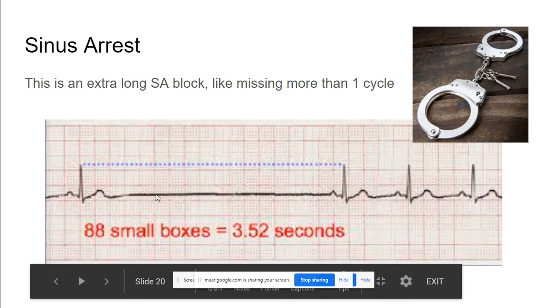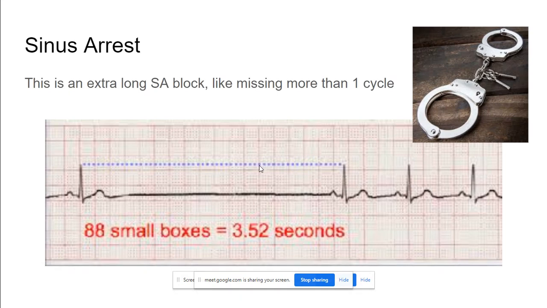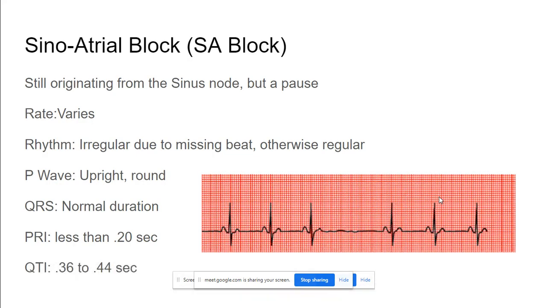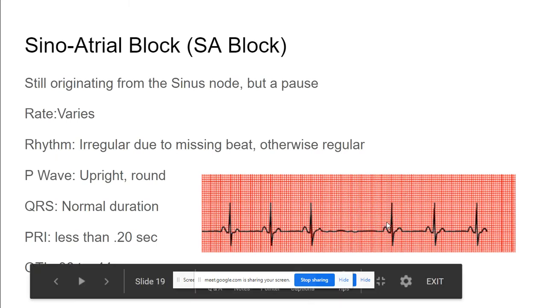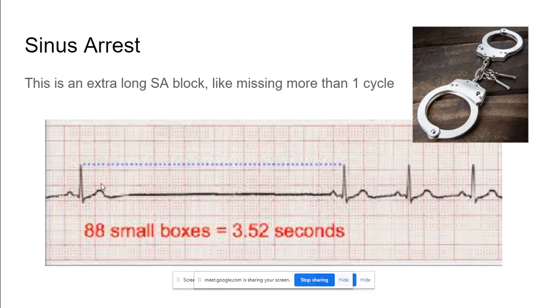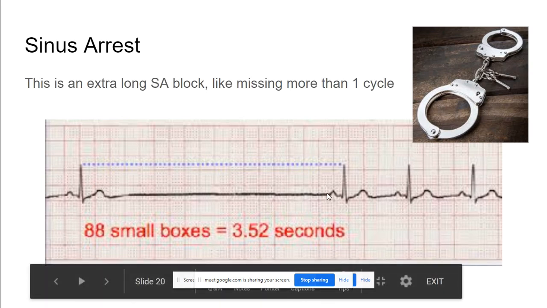So they've missed, probably, judging by the width of the underlying rhythm, we're missing 1, 2, probably 3 complexes, and then boom, it comes back up. So it's like they're arrested and then they let them go and everything comes back. So it's just like an SA block where we're missing a complex and everything comes back beautifully. Sinus arrest is really, really long, or more than one complex.